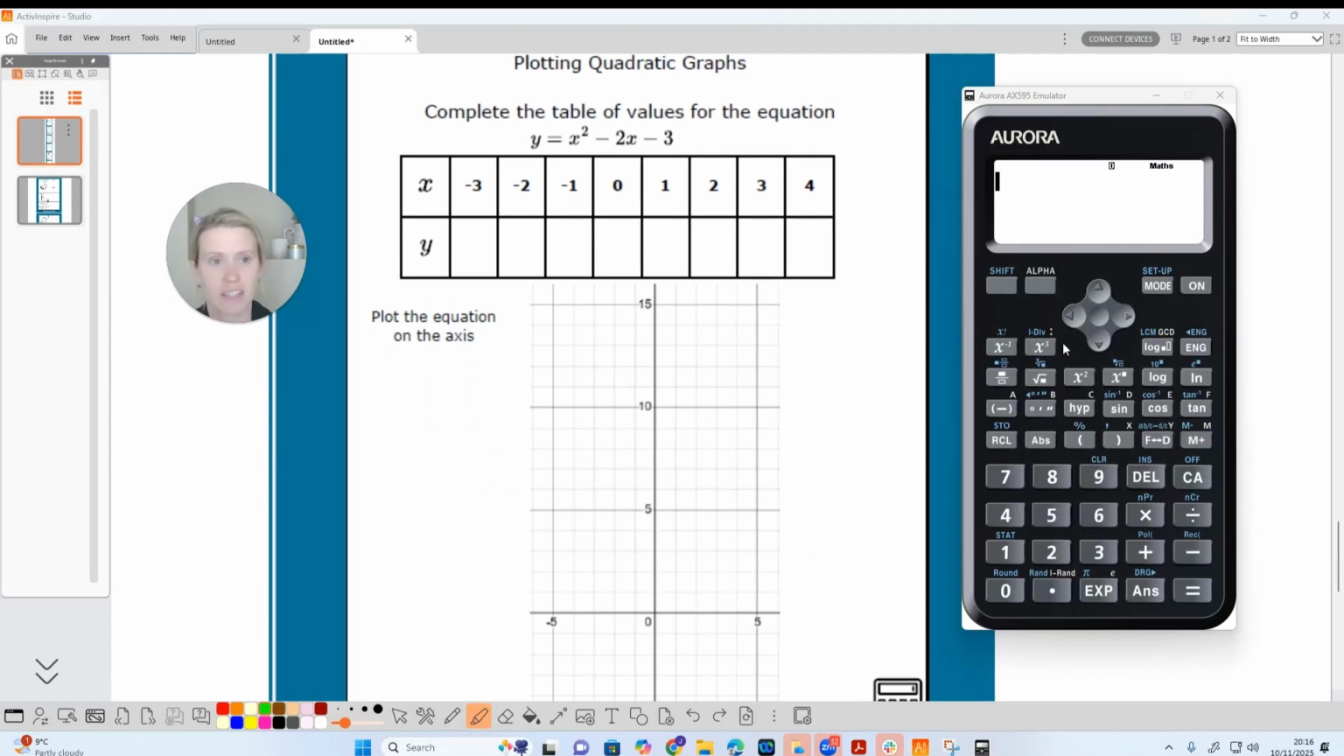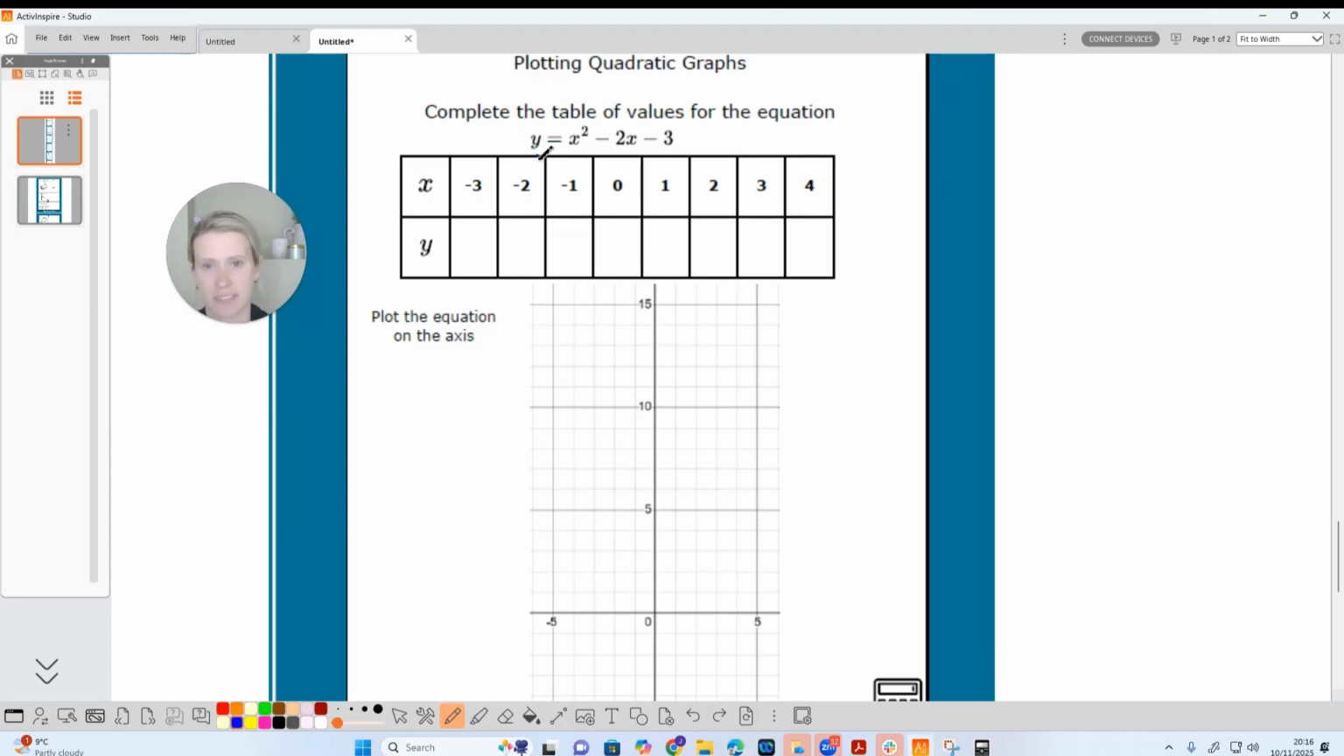So for this one, you need a scientific calculator. Now, see the equation as a set of instructions. The y value is equal to the x value squared, subtract 2 times the x value, subtract 3. And we have to work out what the y values are when we substitute in these different values of x.